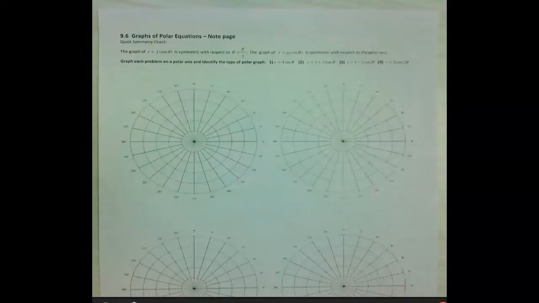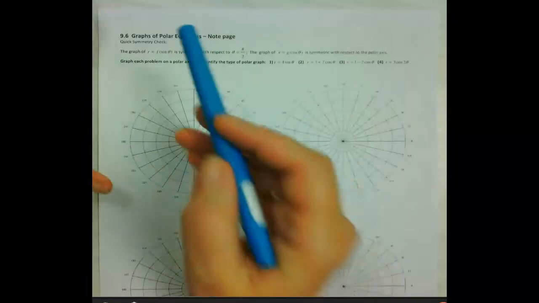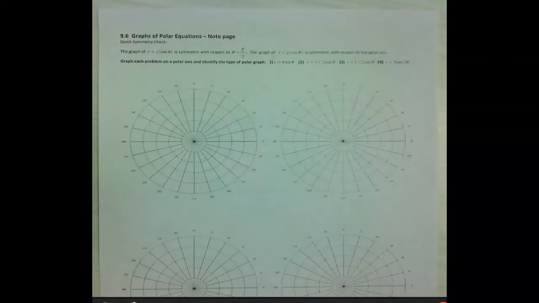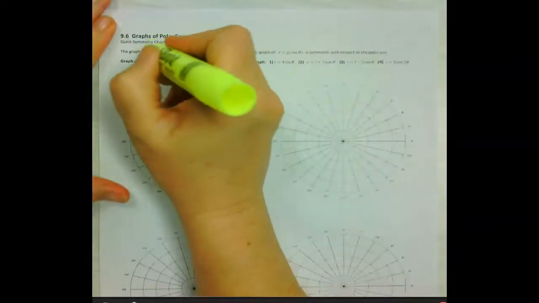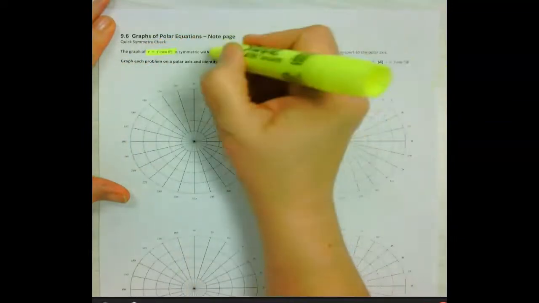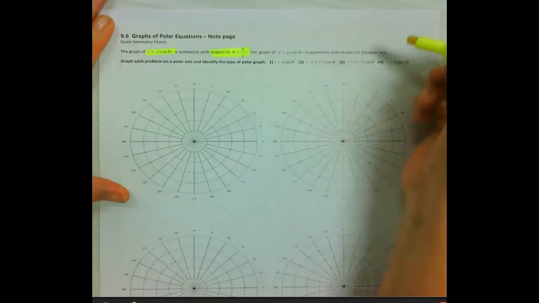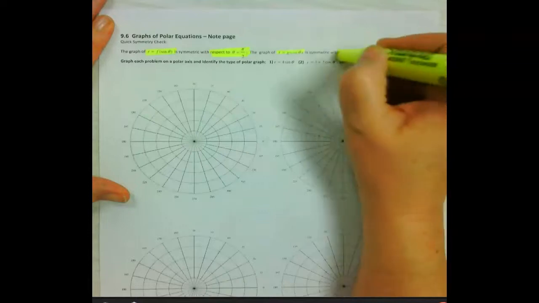So when we're looking at these graphs today, we're going to graph them, and we're also going to look at characteristics of those graphs. In this first one, the first main characteristic is symmetry. When you have symmetry on a graph, that means it's kind of like an orientation, if you will. If it is a sine equation, then it's with respect to the pi over 2. If it is a cosine equation, then it's with respect to the polar axis.